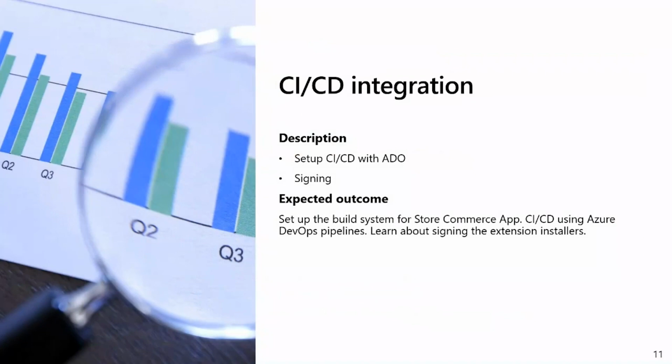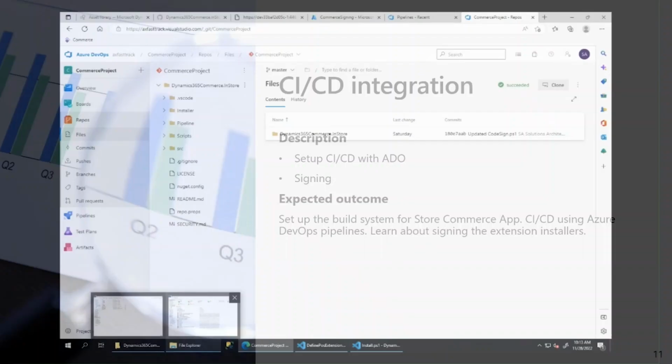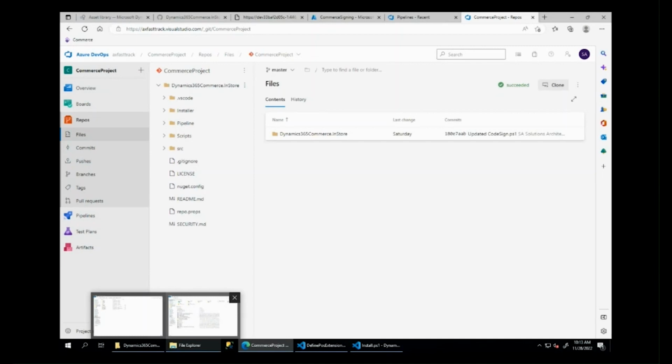So in the next demo, we are going to take you through setting up the CI/CD integration. Also, we will demonstrate code signing of the installers using self-signed certificates and Azure Sign tool. In this demo, we will set up CI/CD for the Store Commerce app using the Azure DevOps pipelines. All the code is in Azure DevOps with the folder structure shown in the previous demo. Let's go to the pipelines and create a new pipeline.